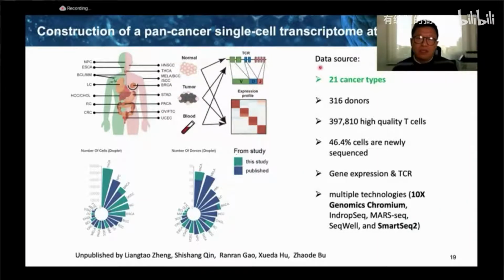At the end, we collected over 300 donors, representing 21 cancer types. And after a series of quality controls, we obtained close to 400,000 high quality T cell data. Close to half of the data are generated by this particular study. We use a combination of gene expression and TCR data for a series of downstream analyses. The problem is that many of the data are generated by different platforms, including 10x, MARS-seq, inDrop-seq, and Smart-seq. So we obviously need to perform proper data integration to make the data more comparable.